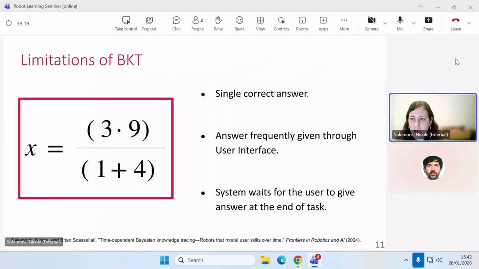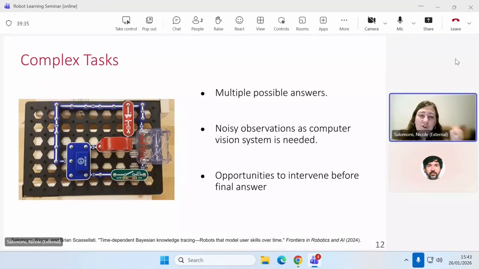So the limitations of Bayesian knowledge tracing are that there's often a single correct answer. Answers are frequently given through a user interface, and the system waits for the user to give the answer at the end of the task. But I want to work with real-life problems that are a lot more complex.